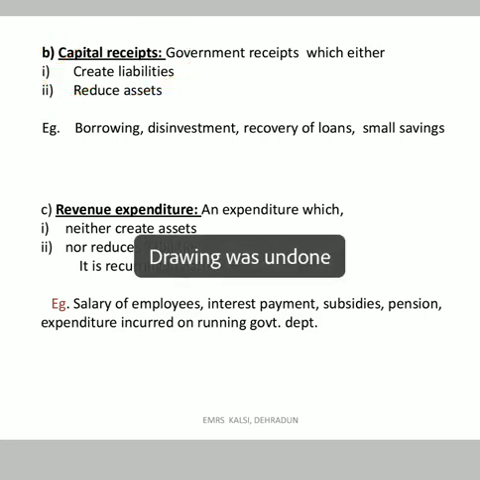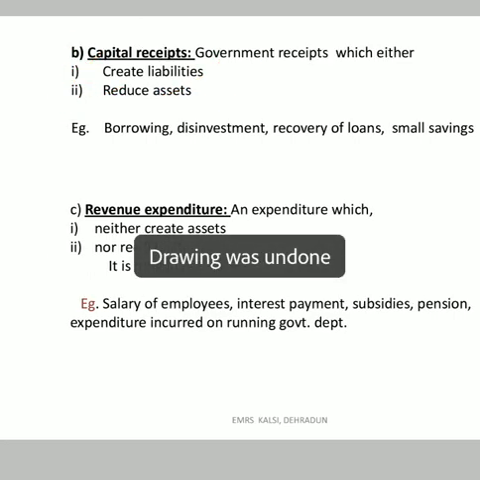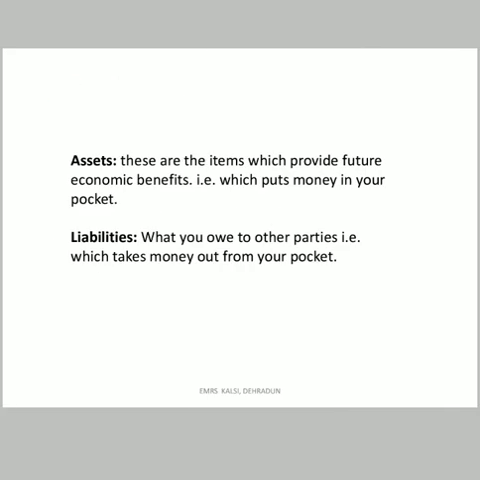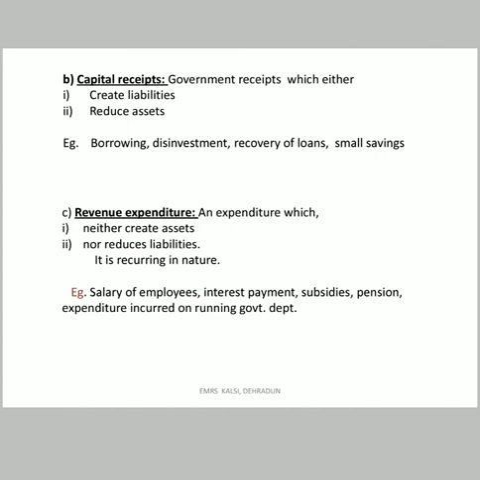Okay, so these were the components of budget receipts: two things, revenue receipts and capital receipts. In the next lecture we will see revenue expenditure and capital expenditure.